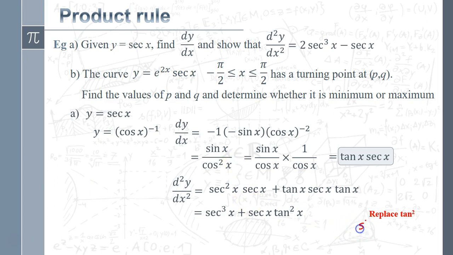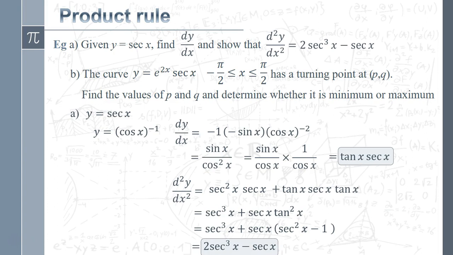Let's go back to sine squared plus cos squared equals 1. We need to replace tan squared, so let's divide by cos squared. What we've got here is tan squared plus 1 equals sec squared, which therefore gives us sec cubed x plus sec x, and there's the replacement. So tan squared is sec squared minus 1, and then the multiplying out. You can see we're going to end up with the result that we're after, because we're going to get an extra sec cubed coming from here. That gives us 2 sec cubed x minus sec x. And there we go. Right, so that's part A done.